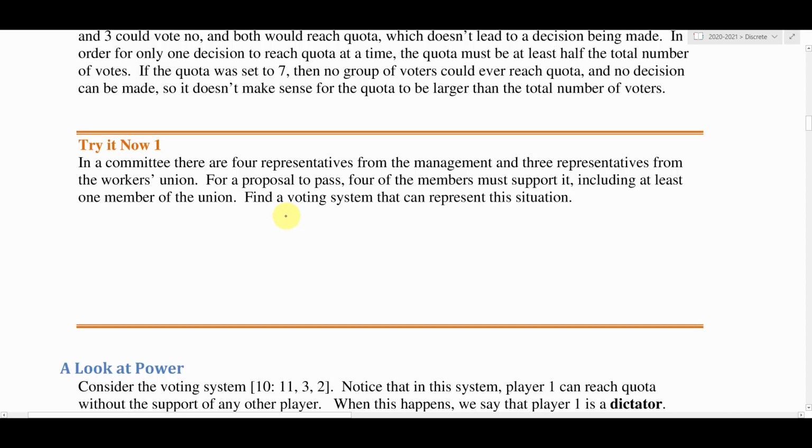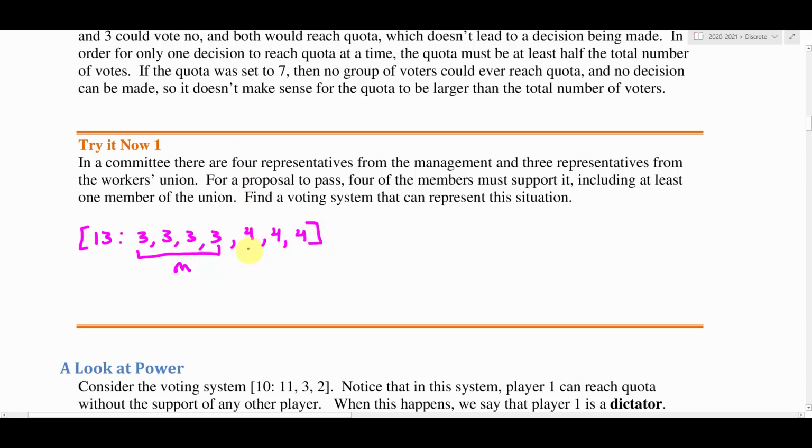Now, there's a lot of ways that we can set this up, and I'm going to show you 2 and explain why they work. Here's the first one. I'm going to say a quota means you need 13 votes. So you need 13 votes from the committee to pass a proposal. We have 4 members of the management, and I'm going to give them each 3 votes. So there's my 4 members of management, and then I have 3 members of the union, and I'm going to give them each 4 votes.